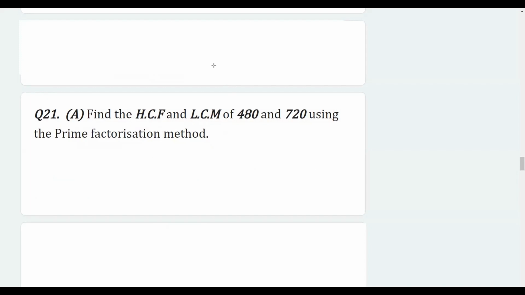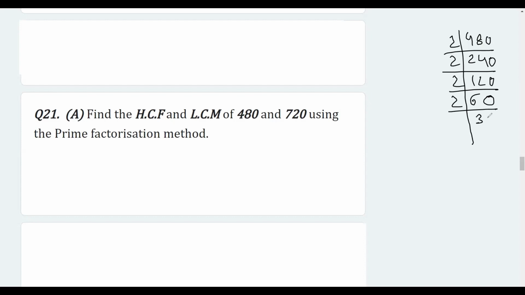So as you know, we first need to prime factorize. I start with the number 480. I will factorize by 2 first. 480 divided by 2 is 240, then 120, then 60, then 30, then 15. Then 3 times 5, and 5 times 1. Likewise, I'm going to do the same for 720 as well.